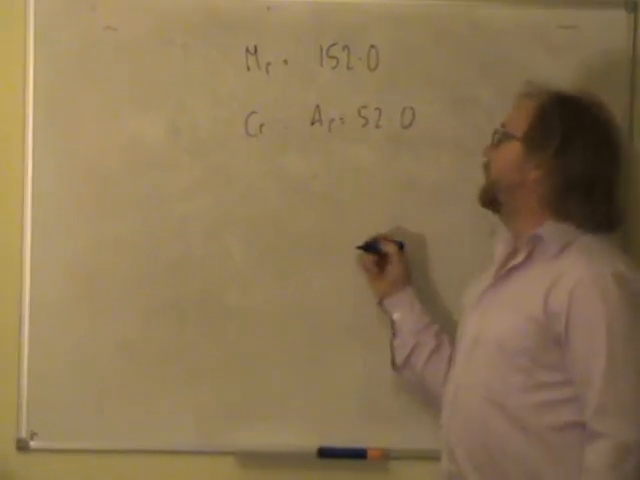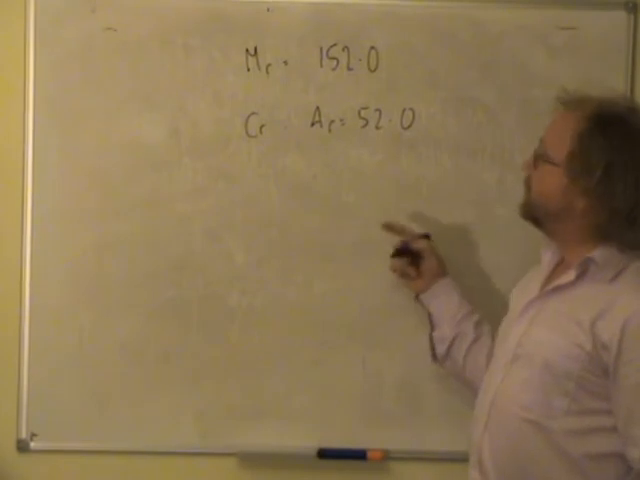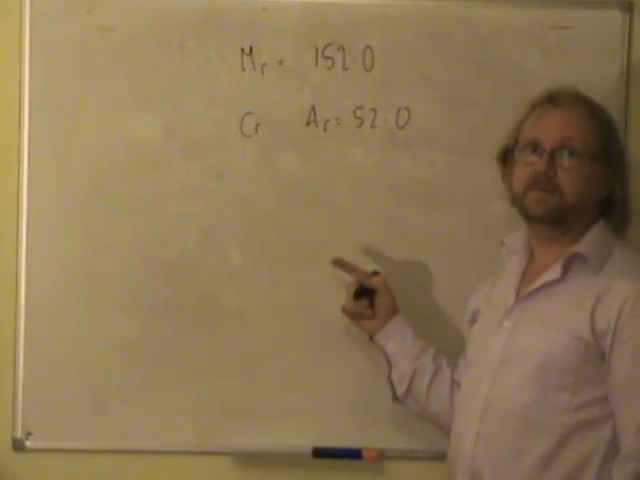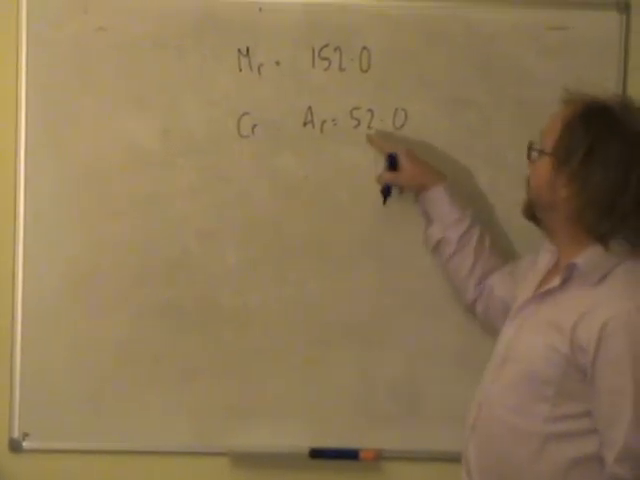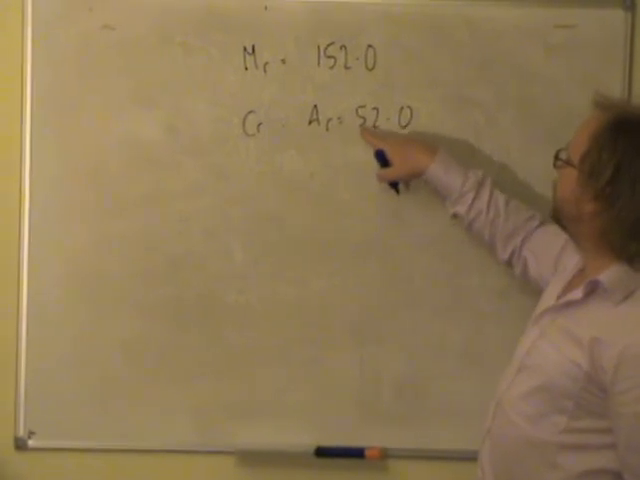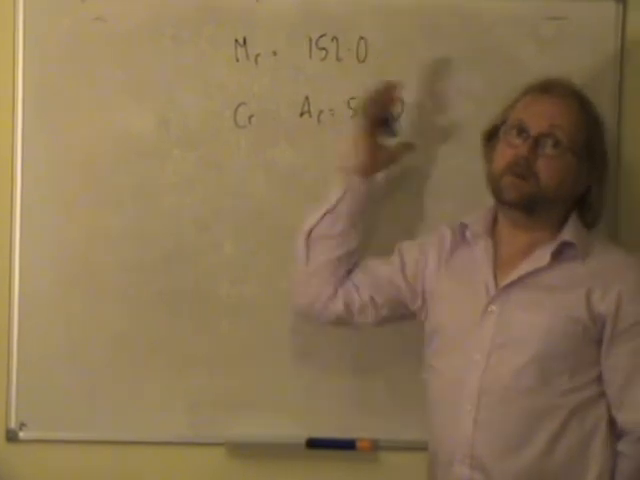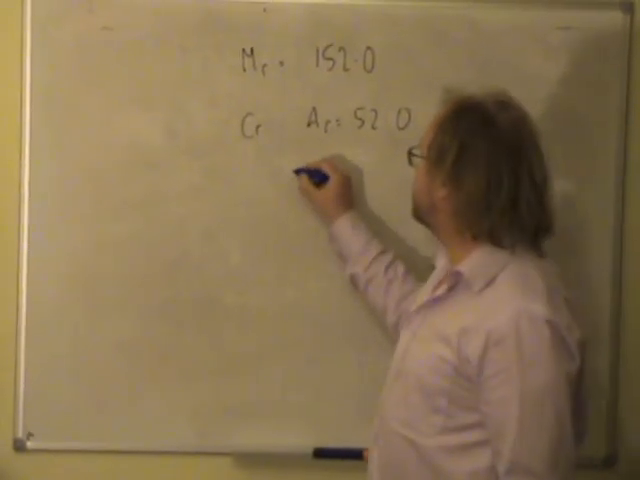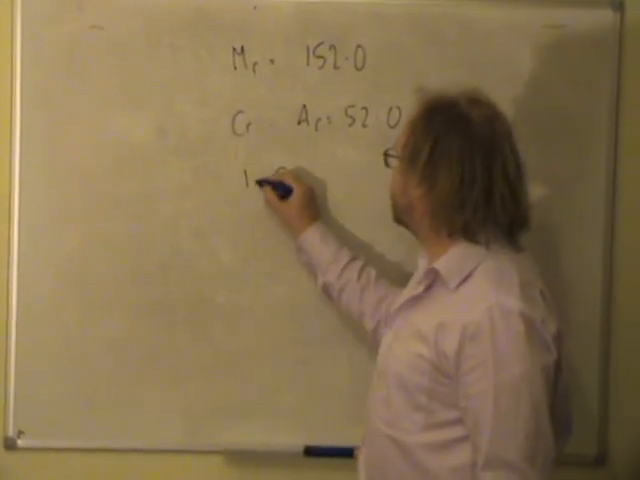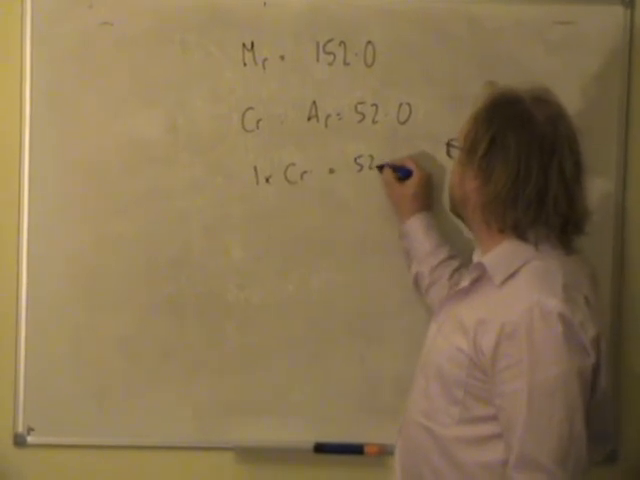So there are actually only 2 possibilities for the numbers of chromium atoms in the formula, because if you had 3 of them, that would already take you to 156, which is too much. So it must just be 1 or 2 chromium atoms. So let's try 1 times chromium, which gives you 52.0.